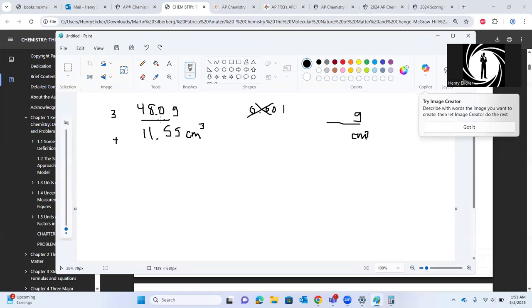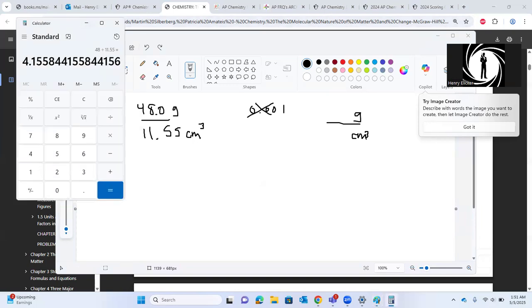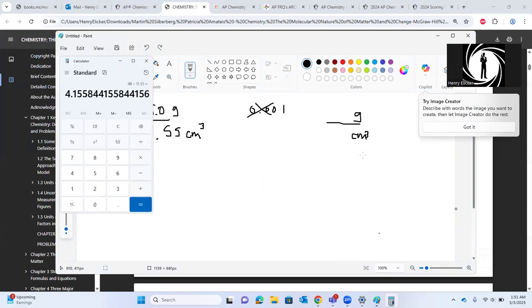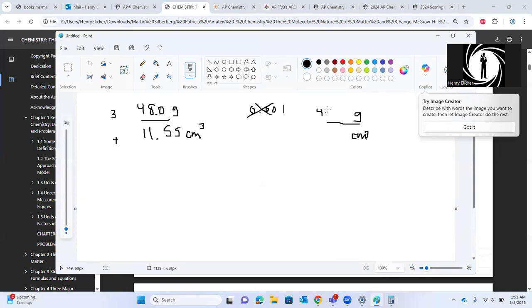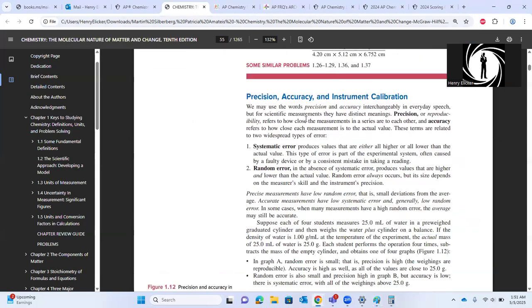And therefore, 3 will be our final answer. So our answer has to be rounded to 3. So it's going to be 4.16. 4.16 grams per centimeter cubed. That's how you do it. Okay.